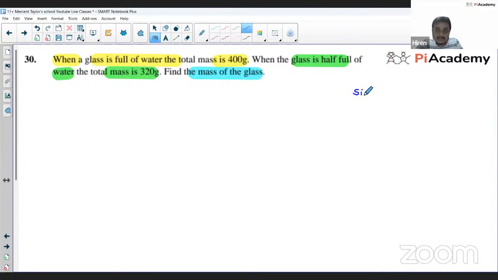If you are seeing this type of question for the first time, then you need to practice more questions based on this topic, okay? Simultaneous equations. If you know how to make the equations and how to solve them, then very good. Otherwise, you can go to our playlist and you will find the advanced algebra course over there, okay? It's available on our YouTube channel and it's freely available, so you can learn from that as well.